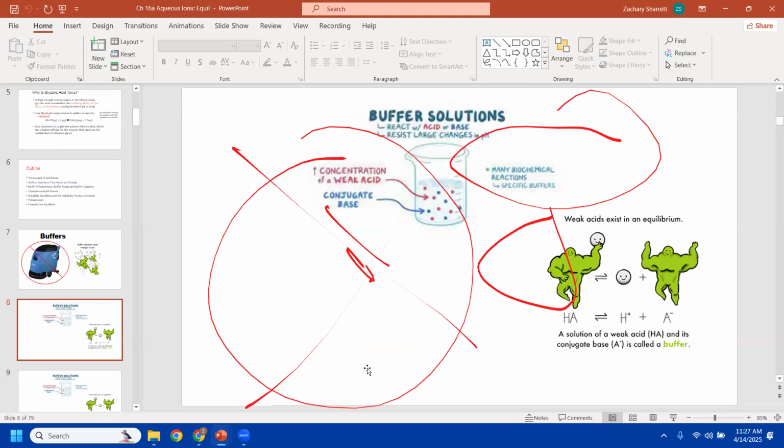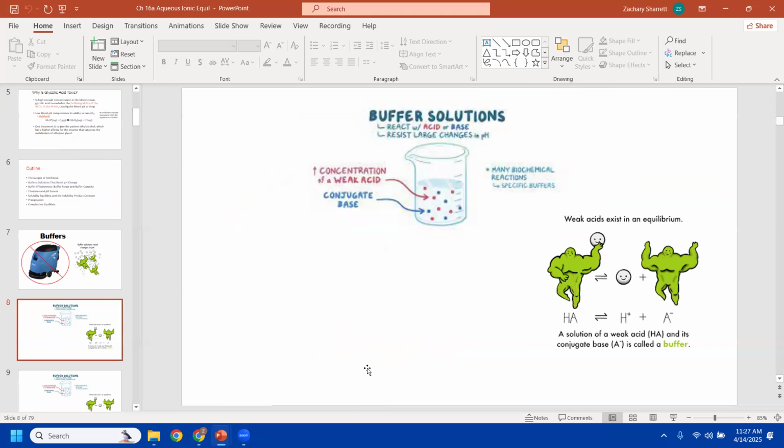So how do you think something could resist pH changes? Emily, what do you think? How could a solution resist pH changes? What would be the easiest way? If I eat a lemon right now, put all this citric acid into my body, how does my blood not get super acidic? Pretty close, right? So how do we combat the addition of acid?